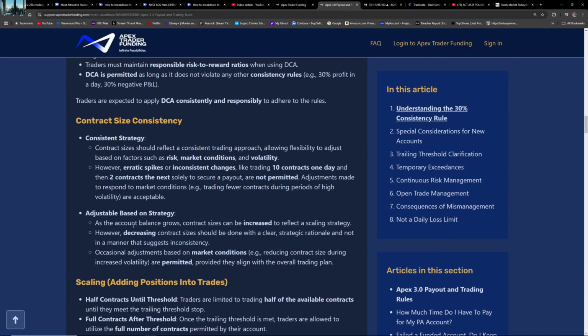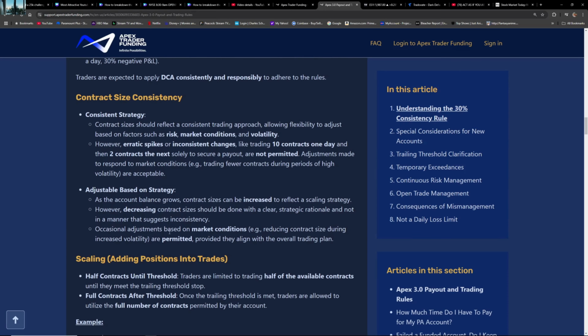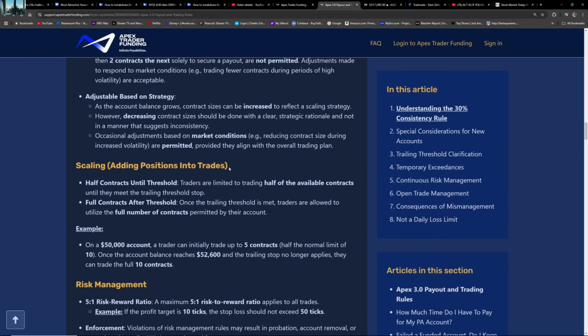Adjustable base strategy. As your account balance grows, your contract size can increase as well. If you fall below a certain point, your contract size will go down. Scaling, adding positions into a trade. Half contracts until the threshold is met. So 5 contracts until the threshold is met. Honestly, you should be starting with 2. Full contracts after the threshold is met.